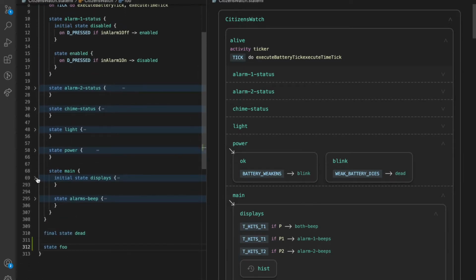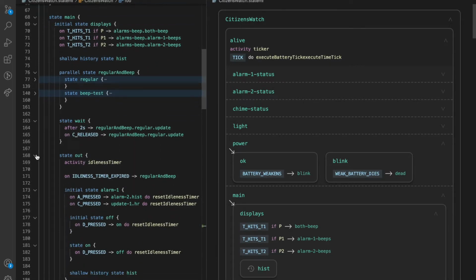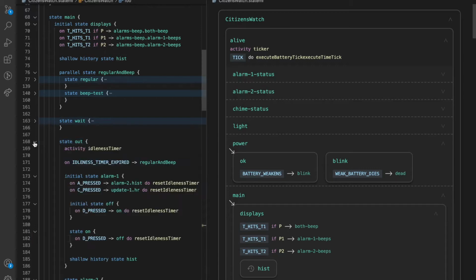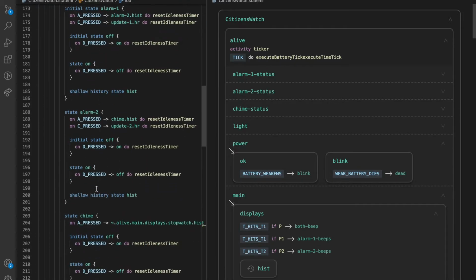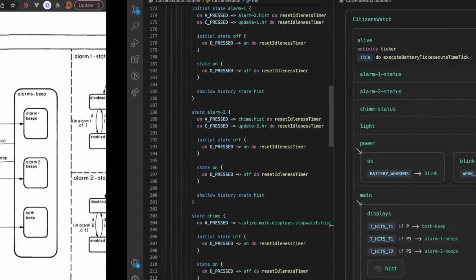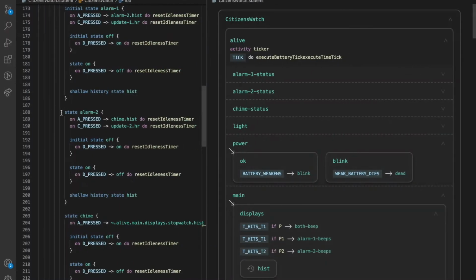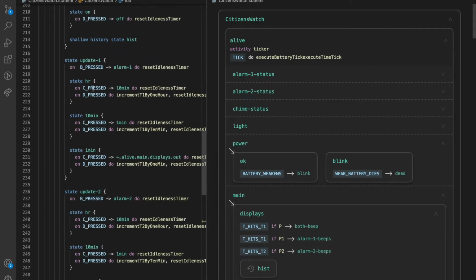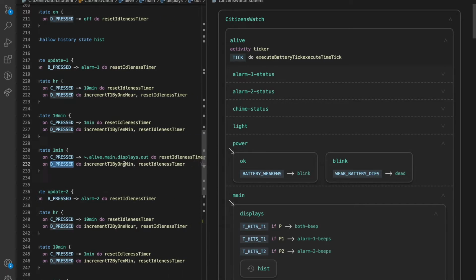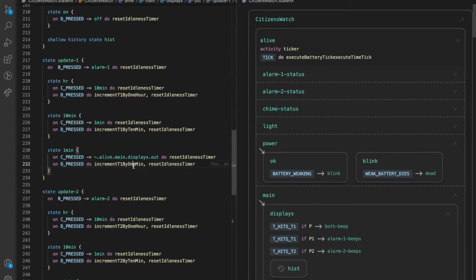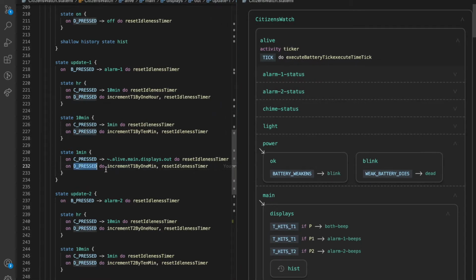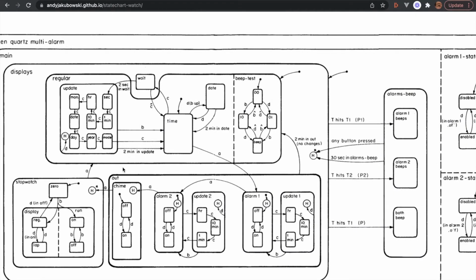So if we go into displays, and I'm just gonna minimize some of these. What you can see is when we're in update 2, each hour, 10 minute, 1 minute has a specific transition called depressed, and I'm just going to make this a little bigger. And what you can see here is when you press D, it's going to perform some side effect. That's effectively what Harel was doing here. So total agreement. That's a good first step.